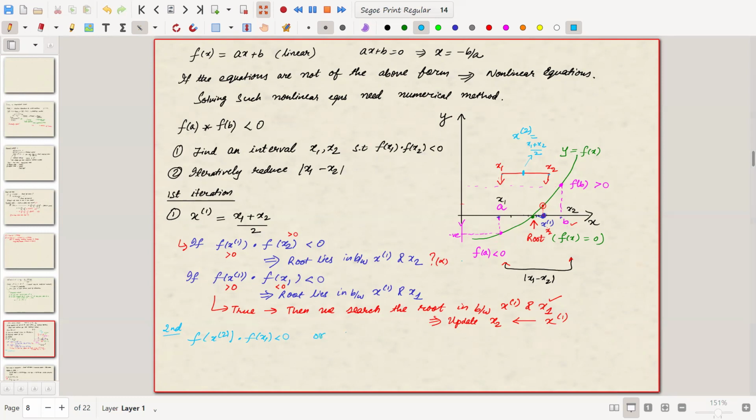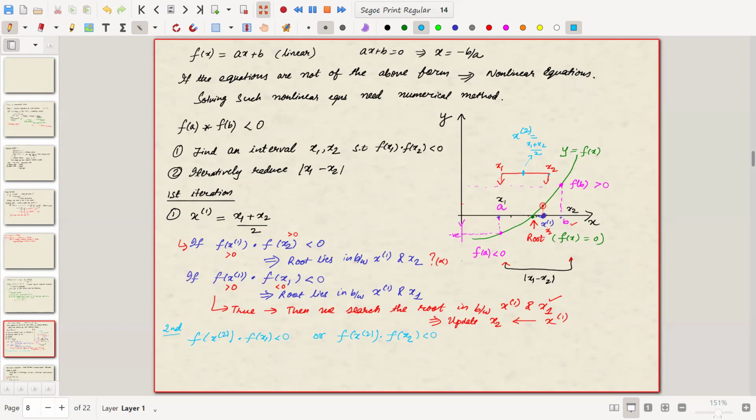Another possibility is f of x2 and f of... I'll stop somewhere randomly. You should tell me that. X2, yes, f of x2 is less than 0. These are the two possibilities we have.